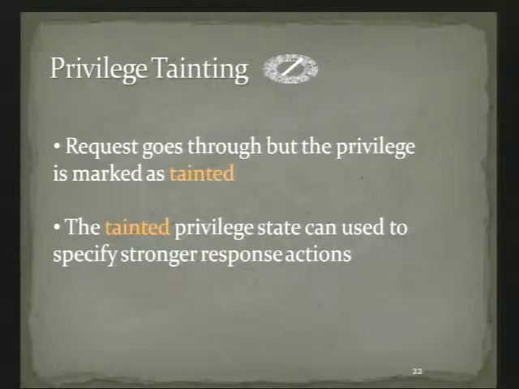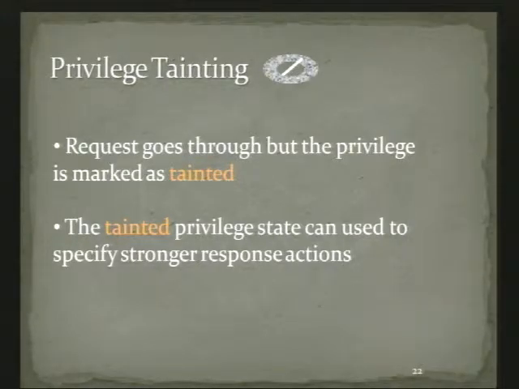For example, if you see that a lot of privileges are getting tainted, you can have a policy, which I will show later what a policy looks like. You can have a policy which says the privilege should now be revoked or denied. So that's a less severe form of response action, which can be used by more stronger response actions.